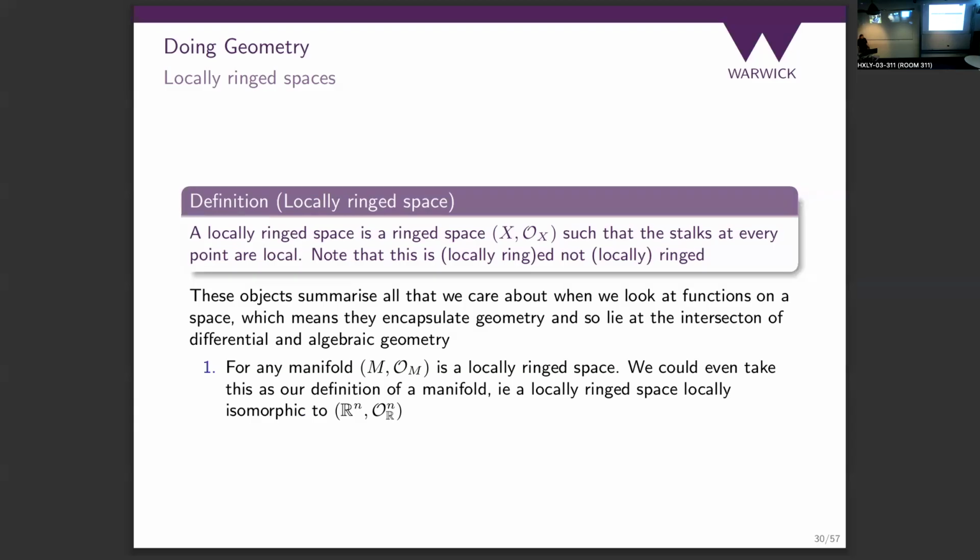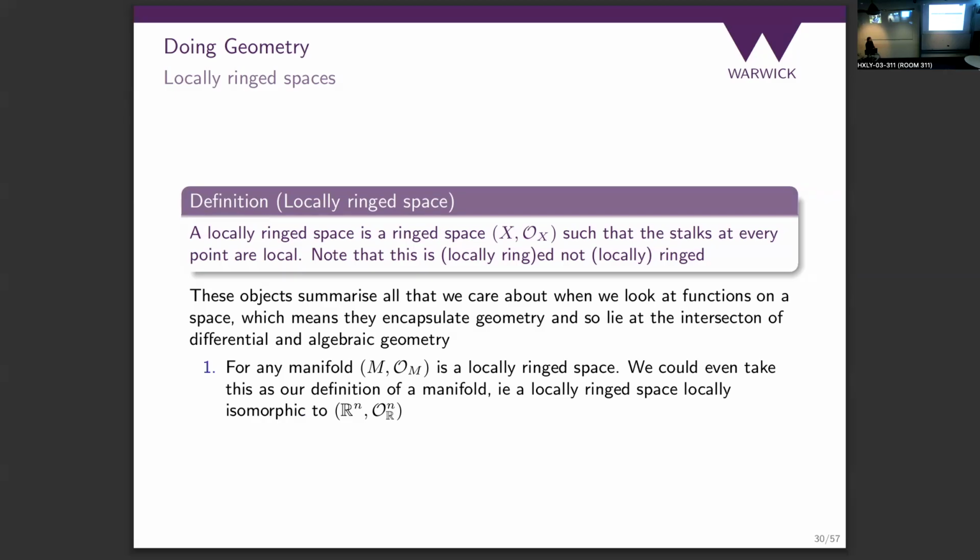So we've got some more examples now, right? For any manifold, this is a locally ringed space. This is exactly the example we're doing over here: if we're away from zero, we're invertible. So in fact, we can take it as a definition that a manifold is a locally ringed space that's locally just the same as the real numbers with this sheaf here.